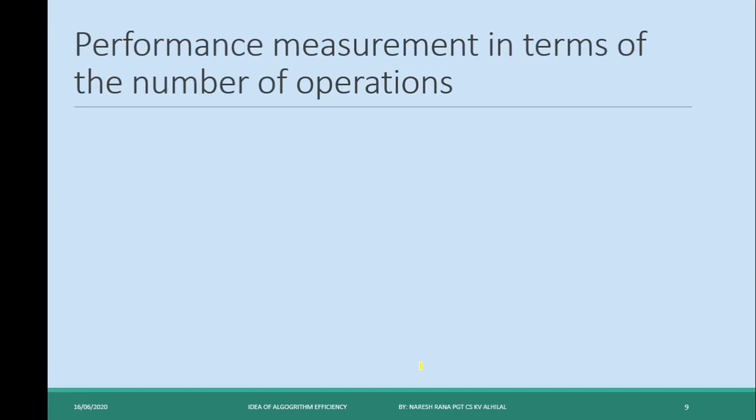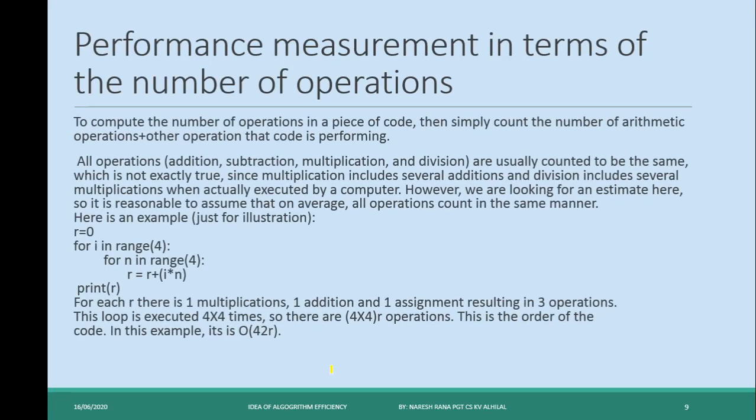Then performance measurement in terms of the number of operations. To compute the number of operations in a piece of code, simply count the number of arithmetic operations plus other operations. Arithmetic operations are addition, subtraction, multiplication, division, and other operations are those for calculating something.